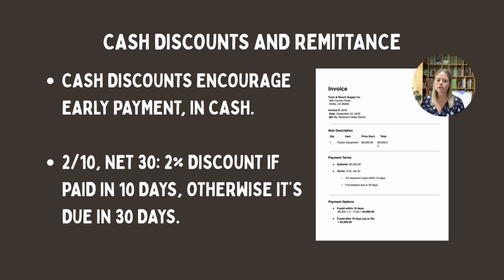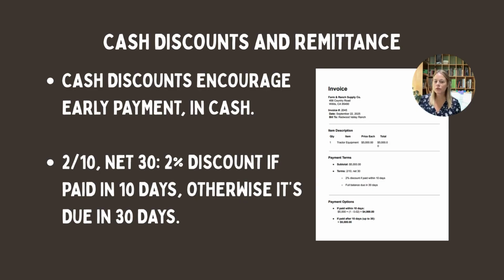Cash discounts encourage early payment. If you pay in cash and you pay early, you get a discount. The terms 2/10, net 30 mean you get a 2% discount if you pay within 10 days. Otherwise, you pay the full amount within 30 days. If you have an invoice for $5,000 and you pay in 8 days and get a 2% discount, first turn the percentage into a decimal, then plug it into the formula, and you get 5,000 times 1 minus 0.02. And your answer would be $4,900.